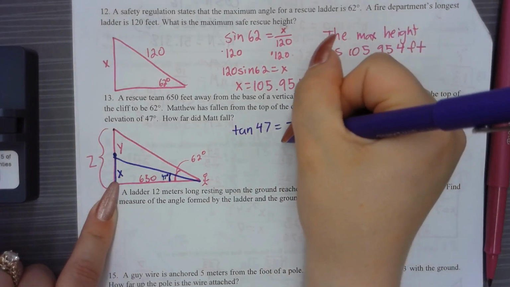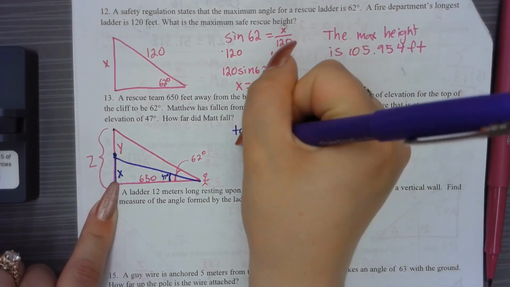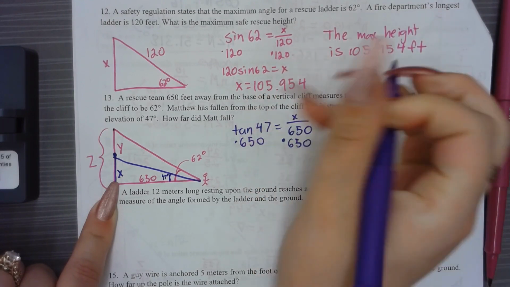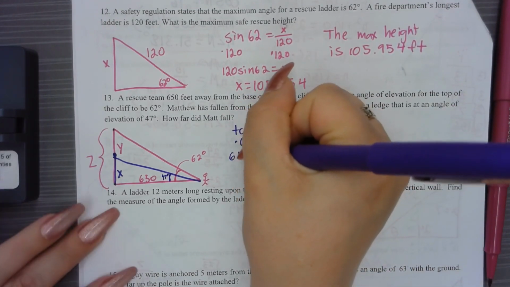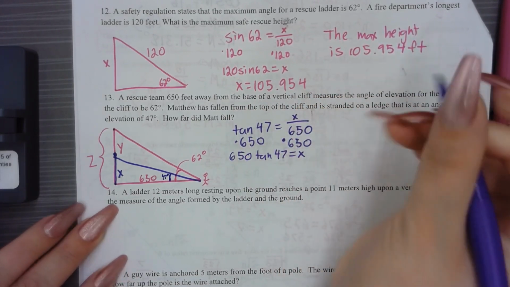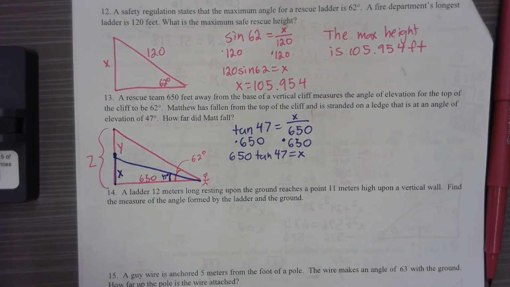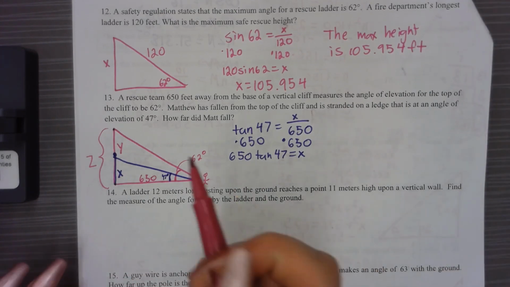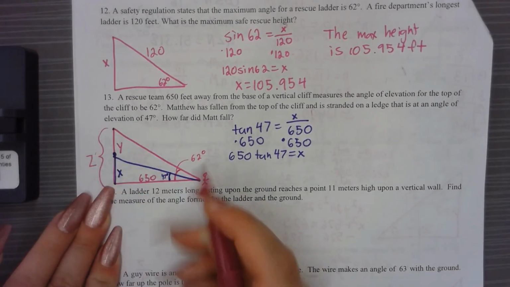So then I'm going to multiply both sides by 650, and so I'll get that X is equal to 650 times the tangent of 47. I'm not going to plug that in yet until I get down to being able to type in my final answer. So then I'll move on to the bigger triangle.